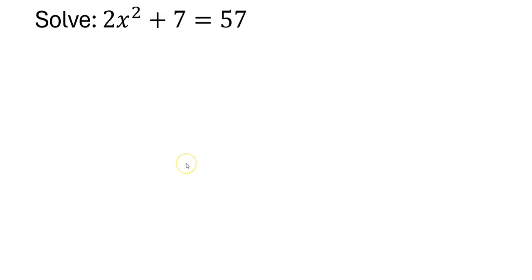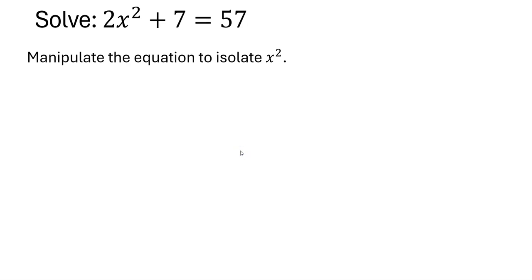Let's get to a little more than that. What if I have 2x squared plus 7 equals 57? Well, our first goal is to manipulate the equation to isolate the x squared variable. Right? We want to get the perfect square by itself. So let's do that. We're first going to subtract 7, and that gives us 2x squared equals 50. Then I'm going to divide both sides by 2 and get x squared equals 25.